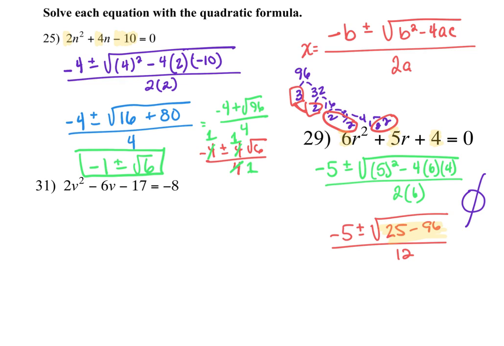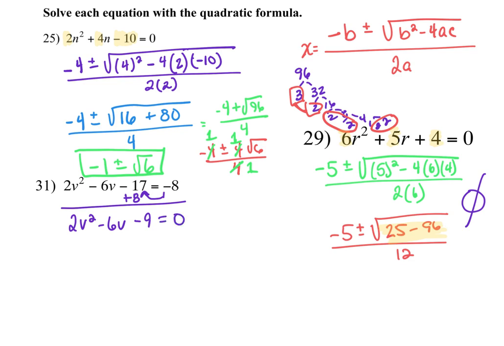Last one. This last one has a problem. It is not equal to 0. So I can't do anything with it yet. What do I need to do first? Move my 8 over. So I'm going to move that over. So it's going to be plus 8 over here. 2v squared minus 6v. What is negative 17 plus 8? Negative 9. Now it is in standard form and I can do it.